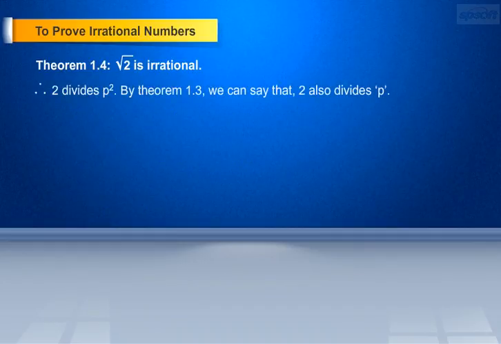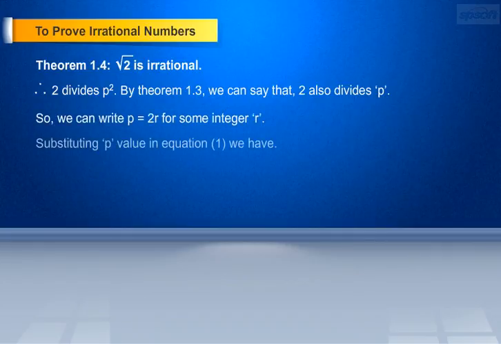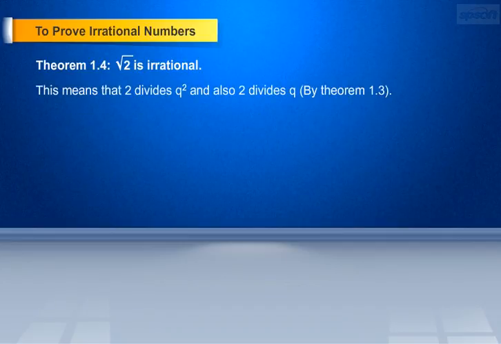Therefore, 2 divides p². By theorem 1.3, we can say that 2 also divides p. So we can write p equals 2r for some integer r. Substituting p value in equation 1, we have 2q² equals 4r². This implies that q² equals 2r². This means that 2 divides q², and also 2 divides q. Therefore, we get 2 as a common factor for p and q.